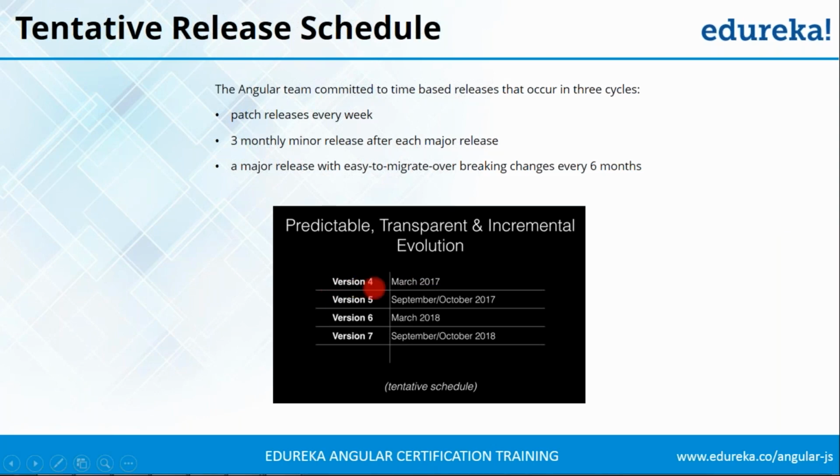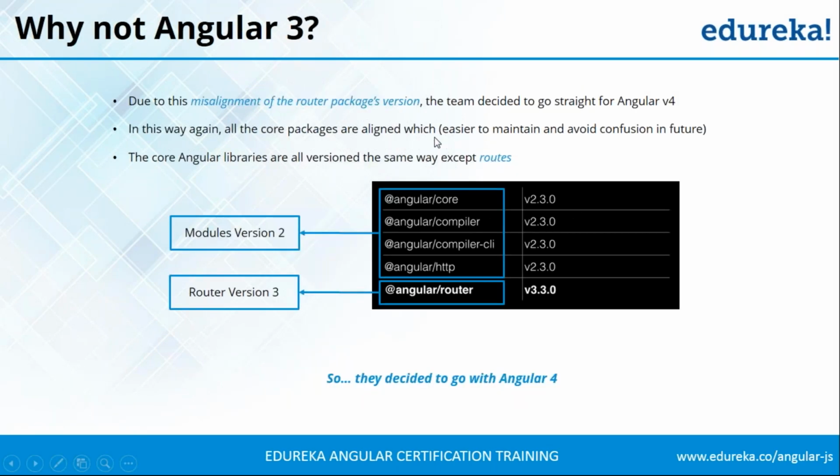As you can see here, guys, Angular 4 was released in March 2017, in the last week, I think. Then we have Angular 5, which will be released in September 2017. Then we have Angular 6 for March 2018 and Angular 7 for October 2018. So this is the tentative release schedule which the Angular community has given us. Then let us move forward and look at why it is not Angular 3 and why it is Angular 4.